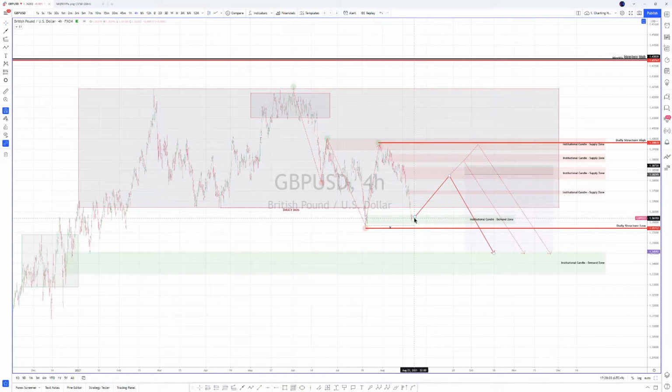Now what we'd like to see is the price accumulate in this area, push the price up to get back some of the liquidity that was created on the push down, go up to one of the supply zones, preferably this one or this one, before its descent back down. So how do I plan to execute this trade?